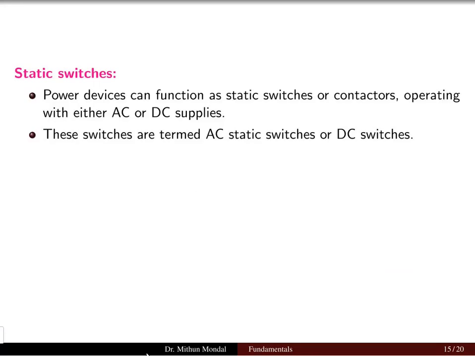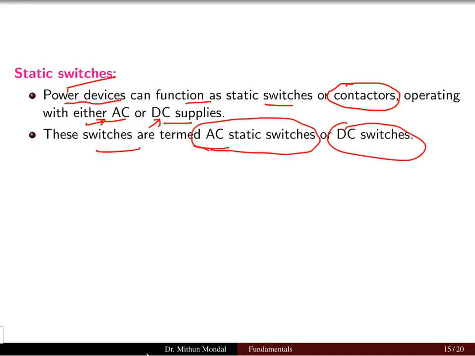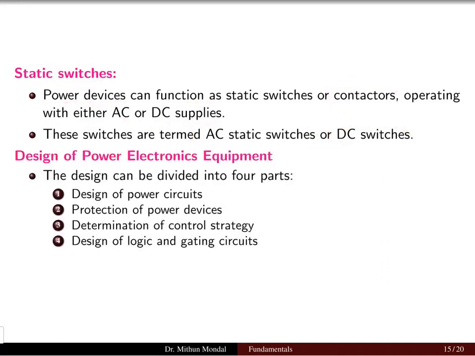When we talk about the static switch, which is the sixth type of power semiconductor device or power electronic device, the power devices can function as static switches, which are known as contactors, operating with either AC or DC supply, depending upon what type of input you are giving. The input can be AC or the input can be DC. These switches are termed AC static switches or DC static switches. Static means stationary. So depending on the input, you can have an AC static switch or a DC static switch.